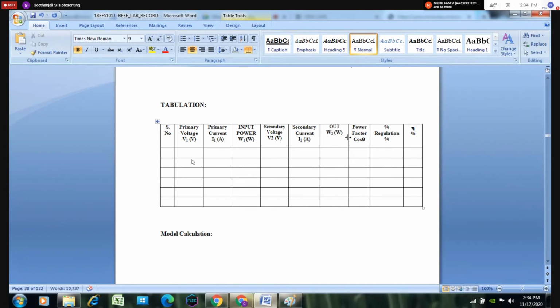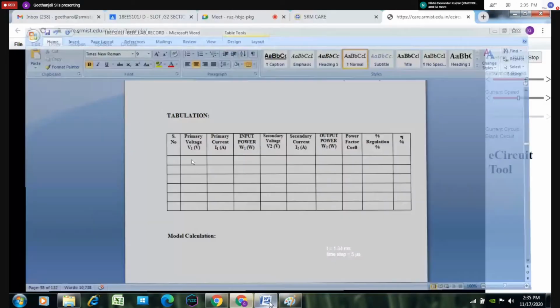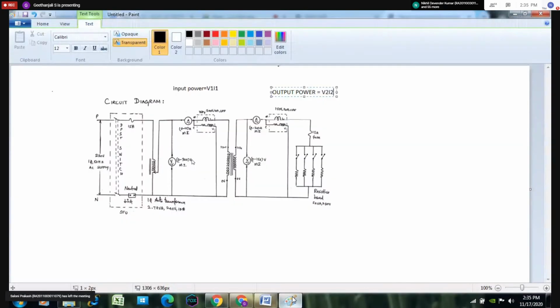Output power, W2. So you change the tabular column like this. Then only you can avoid the confusion. Now we will draw the circuit. First, what components are needed? We need the transformer.